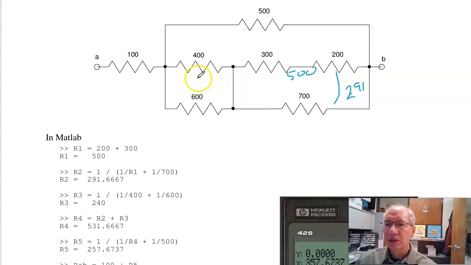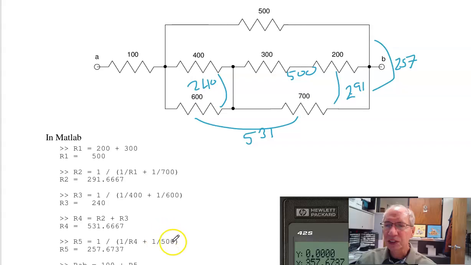These two are in parallel. 400 in parallel with 600 is 240. It's these two. Now these are in series. I've got 240 in series with 291. They add. All that together gives you 531. 500 is in parallel with 531. Those two combined gives you 257.